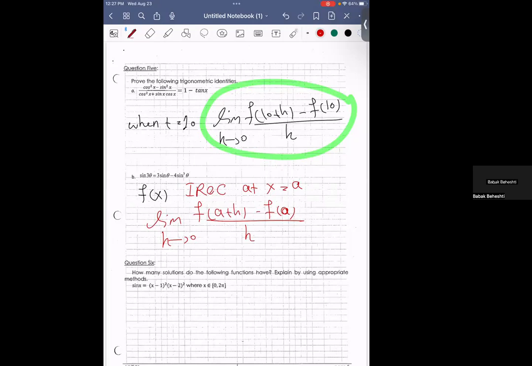For the formula sheet, you can have 1 page. You can bring 1 page with yourself. Whatever you want, you can write on it, but only 1 page, front and back. You can write anything you want on 1 page. So our final exam is on Friday.